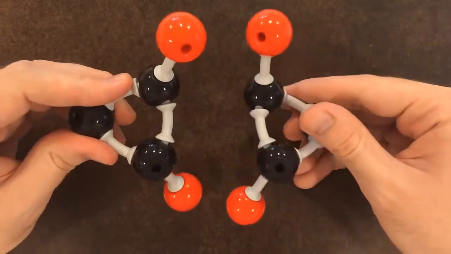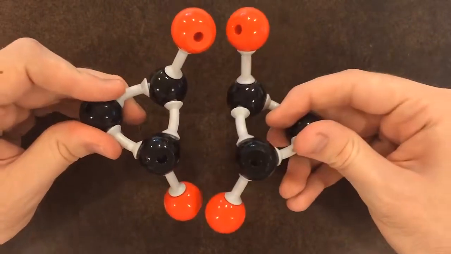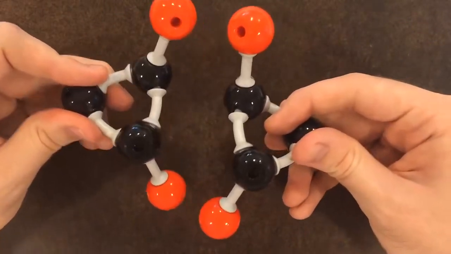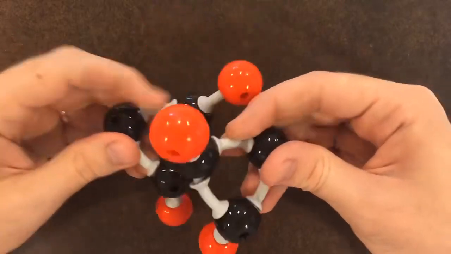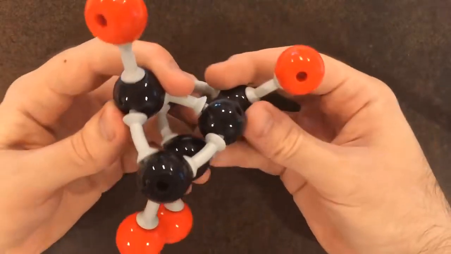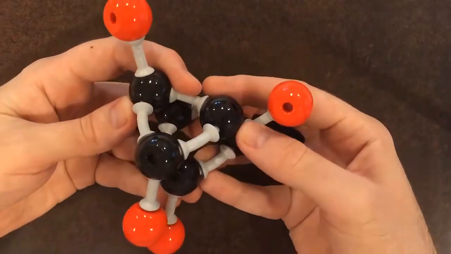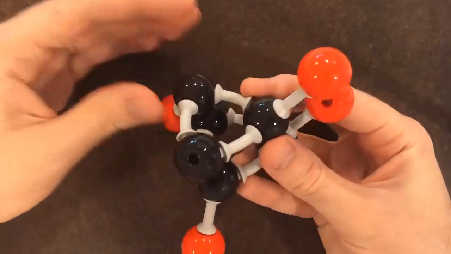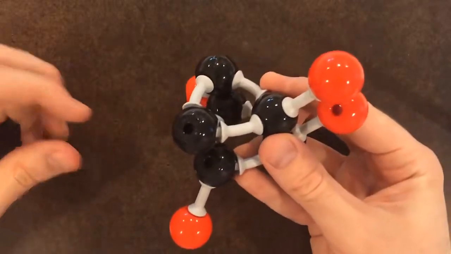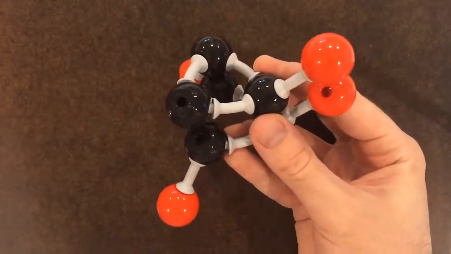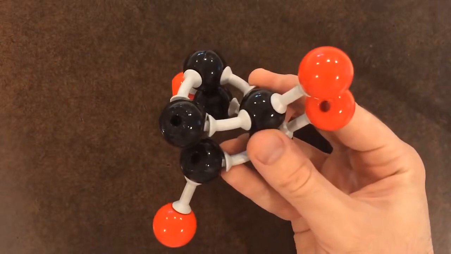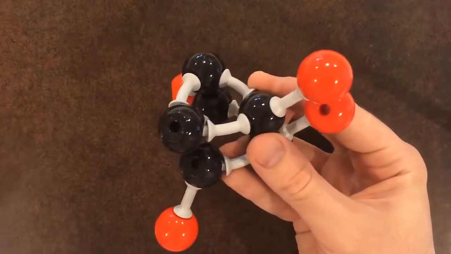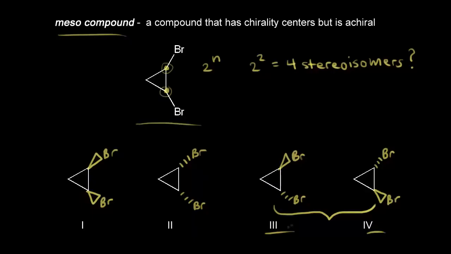So let's compare our 2 stereoisomers. If I rotate the one on the right, we can see these are mirror images of each other. And if I try to superimpose one on top of the other, here we get one pair of bromines to line up, but the other pair doesn't match. If we try to get the other pair of bromines to line up, now the first pair doesn't match. So these are non-superimposable mirror images of each other. These are enantiomers. So 3 and 4 are enantiomers. They are non-superimposable mirror images.